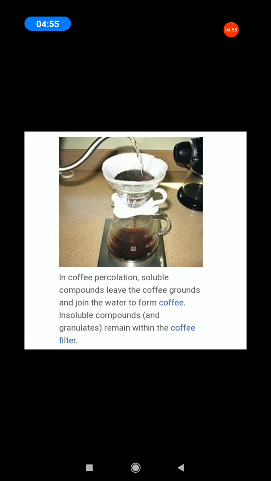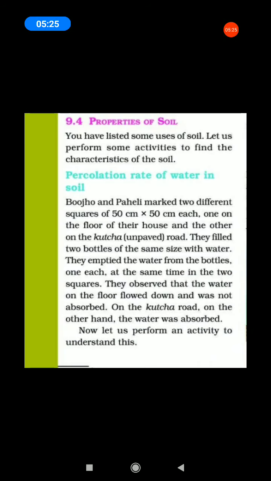For example, in coffee percolation, soluble compounds leave the coffee grounds and join the water to form coffee. Insoluble compounds remain with the coffee filter. Remember, the coffee filter has granules. That is percolation. That is a filtering method. Okay, that is the percolation process. Can you understand? Okay. Listen. Percolation rate of water in soil.